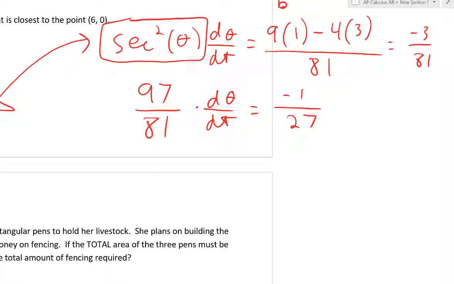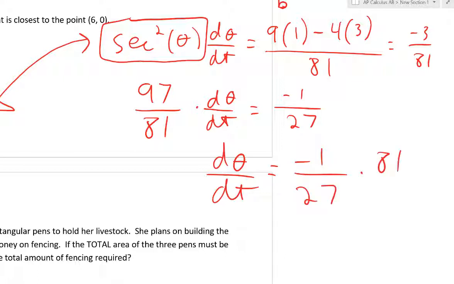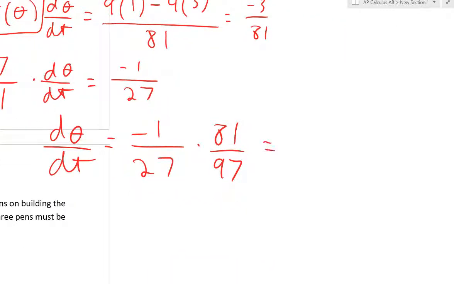We have d theta dt. It's multiplied by 97 over 81, so we want to solve for that. So we are going to take this, negative 1 over 27, and multiply it by the reciprocal, which is that. And to reduce that down, 27 and 81 can cancel out a 9, right? So this is going to become, oh no, we cancel out 27. 27 goes into 81 3 times. So 27 becomes a 1, 81 becomes a 3 when you cancel those out. So you're left with negative 3 over 97.